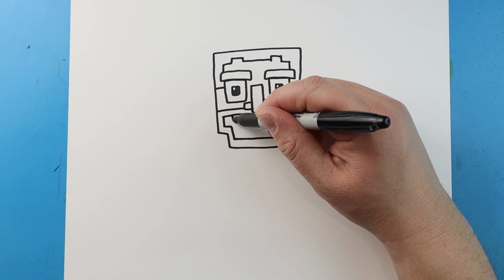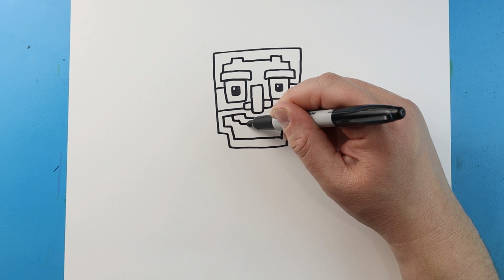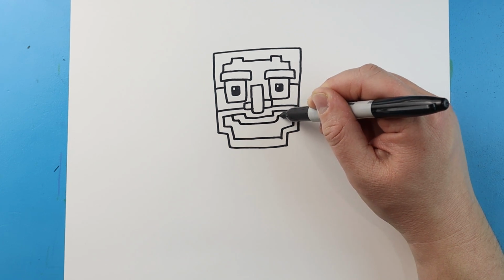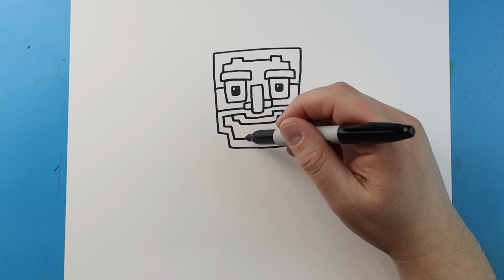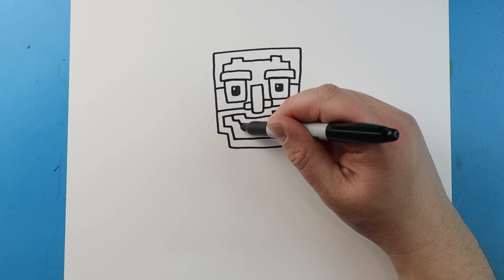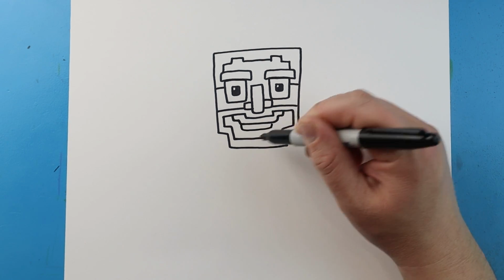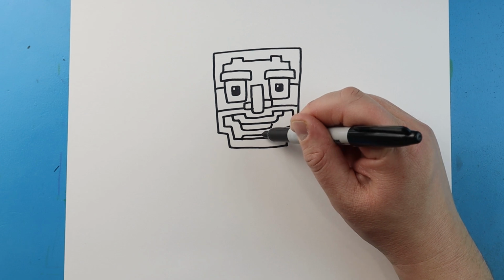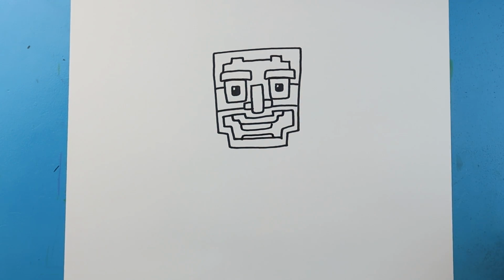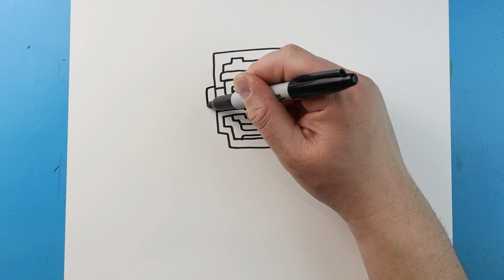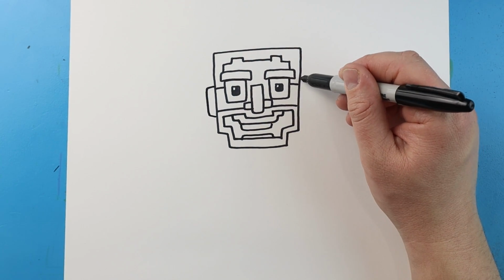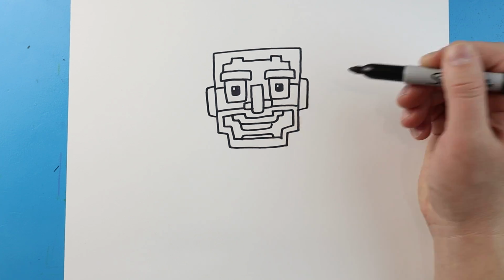Next, right here, I'm just going to go down and over, and then up, over, and up. And then right here, I'm going to go down, over, and up. And then right here, we're going to go up, over, and then down for the teeth. Next, I'm going to go over, down, and in for the ear, and then over, down, and in for the other ear.